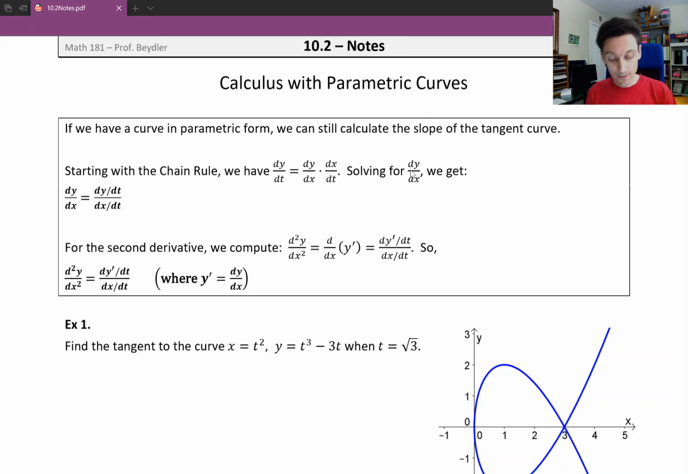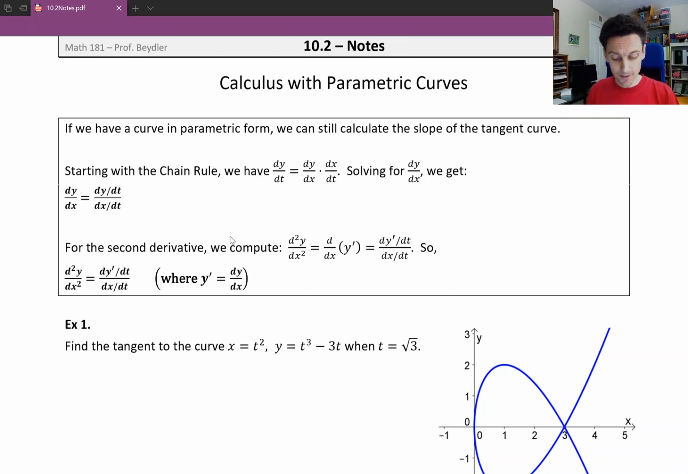If our goal is to find dy/dx in this case, we can just solve for dy/dx in that chain rule equation by dividing the dx/dt over to the left. So switching the sides, we would end up getting dy/dx, which is the slope of the tangent line in the xy plane for this parametric curve, equals dy/dt over dx/dt.